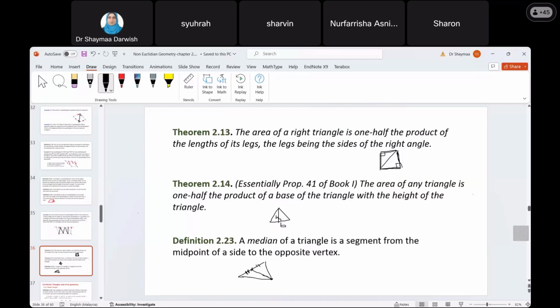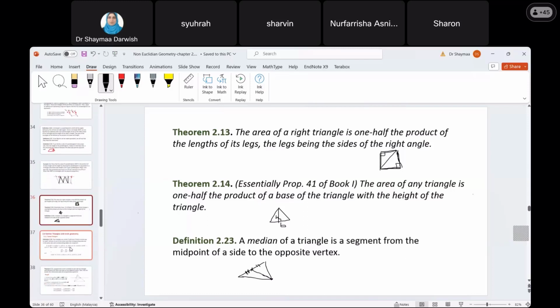Now for the median, we bisect the length, and we draw a line from this midpoint to the opposite vertex. We call this one the median of the triangle. And these medians also intersect in one point. Any questions?